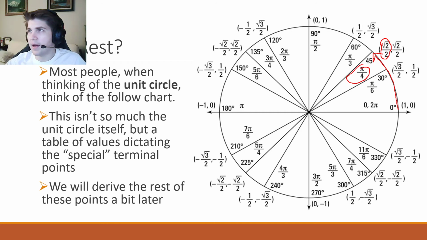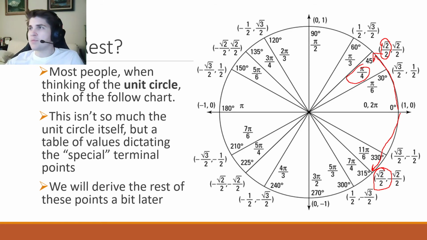Redo that. Negative pi over 4 would put me right down here. And notice that cosine has the same value whether I go the positive direction or the negative direction. And that's exactly why cosine is even, because whether I do cosine of positive pi over 4 or negative pi over 4, I get the same thing.